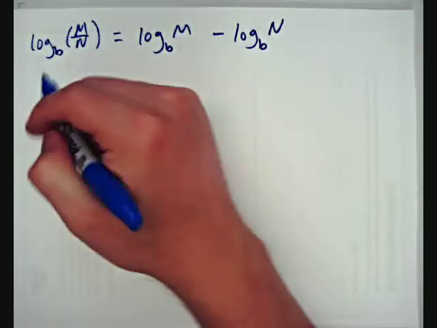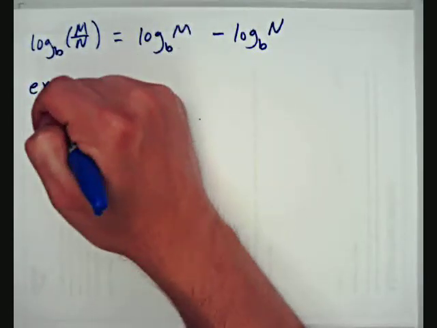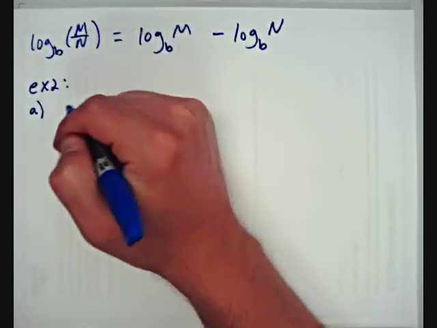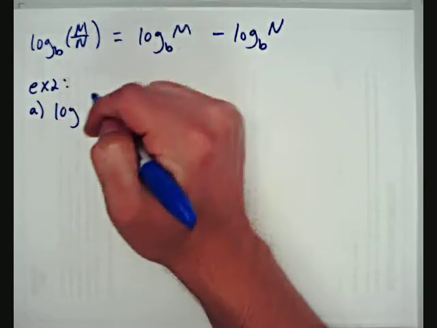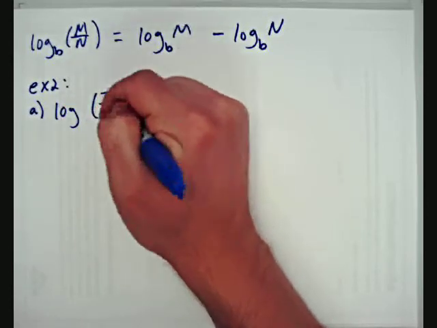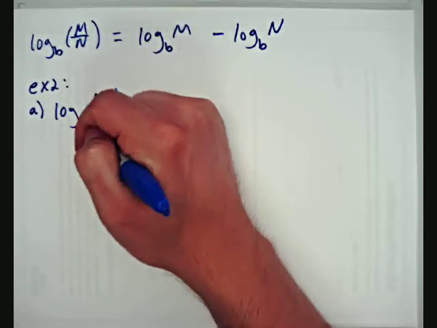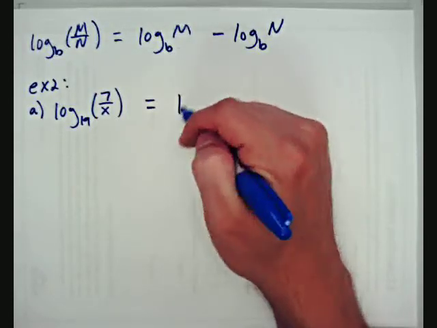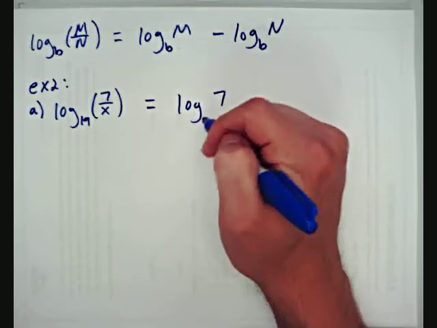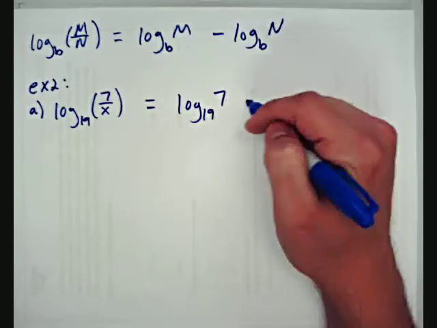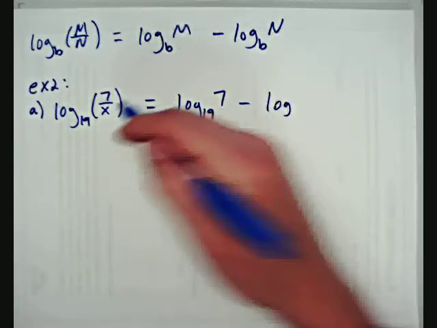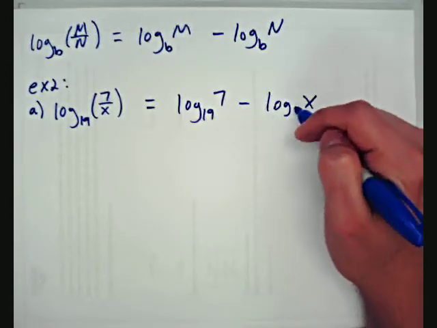So example 2, use the quotient property to expand a, the log of 7 over x, base 19. Quotient property says we can take the log of 7, base 19, and subtract the log of the denominator, x, base 19.